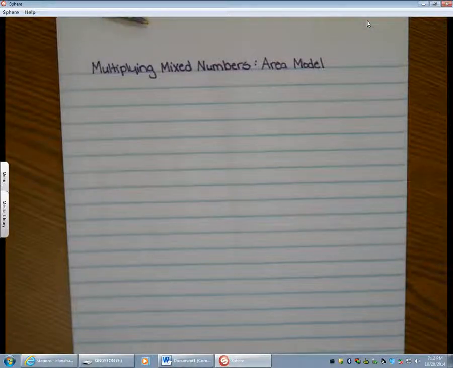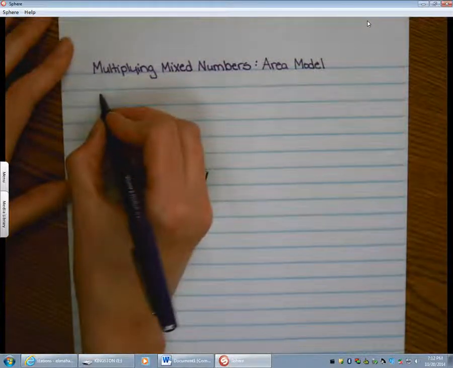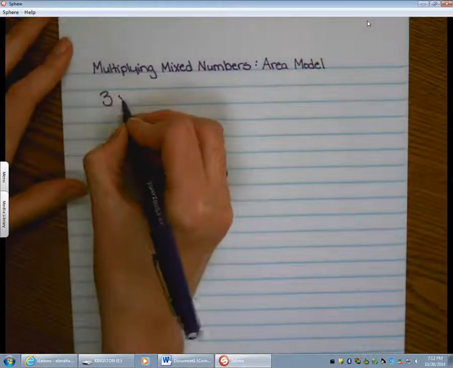Okay, in this video we're going to work on multiplying mixed numbers, and we're going to multiply those mixed numbers using the area model. We've already done multiplying two fractions together, now we're working on two mixed numbers. Before we jump into two mixed numbers, let's start with one whole number times a mixed number.